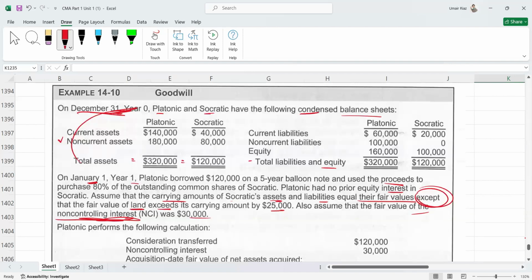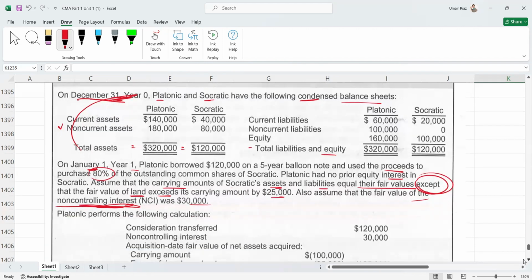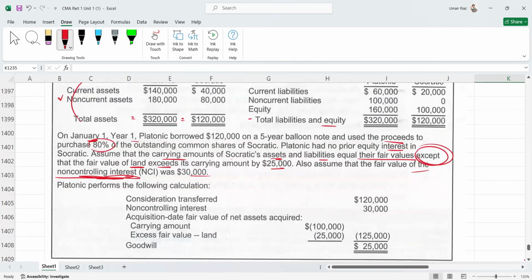As I told you, step number one at the acquisition date, January 1, year 1, when we acquired 80%, is to calculate goodwill. See how goodwill is calculated. First, consideration transferred. How much did we transfer for 80%? 120,000, because we used this borrowed amount to buy 80%. Then we need the fair value of NCI, given as 30,000. So the total value is 150,000. From there we have to deduct the acquisition date fair value of net assets acquired.